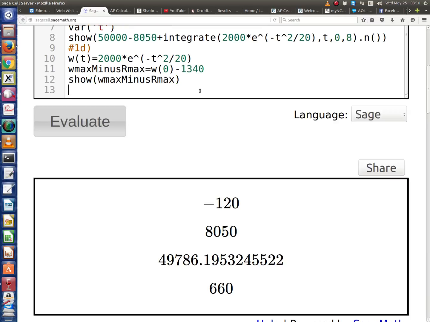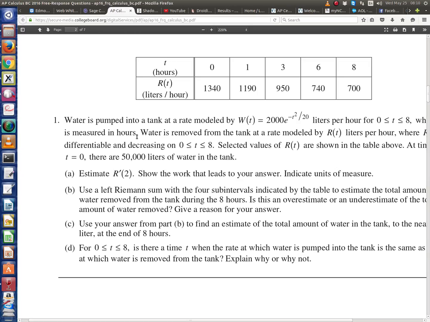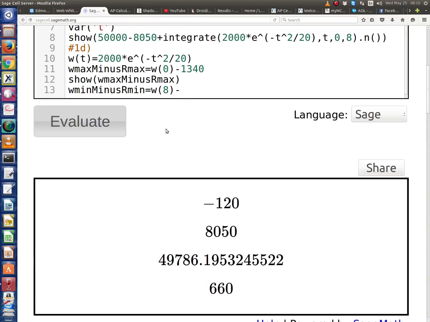How about W min minus R min, what is that going to be? How are you going to calculate W min? W at 8, exactly. Minus the R min from the table. What's the R min on the table? 700, okay. 700.